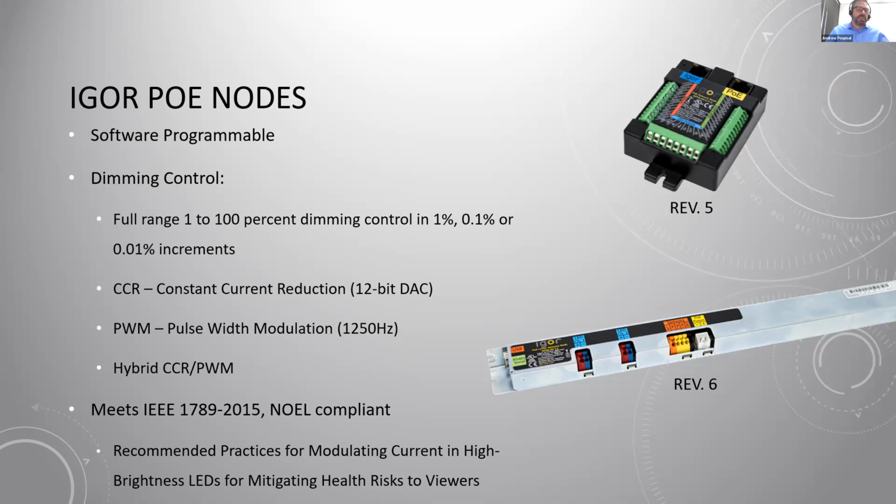And we offer 3 different dimming control modes. CCR or constant current reduction: we have 12-bit DACs on our nodes, which offer very fine grain control of that current level. PWM or pulse width modulation, which I think most people are familiar with. And we also have a hybrid mode, which uses CCR for the top 90% of that dimming range. And then down at the bottom 10%, we switch over to PWM, because one of the focuses in our node and firmware development has been on that very smooth fade to off features of our nodes and our LED driver control and such. So that's something that we hang our hat on there.